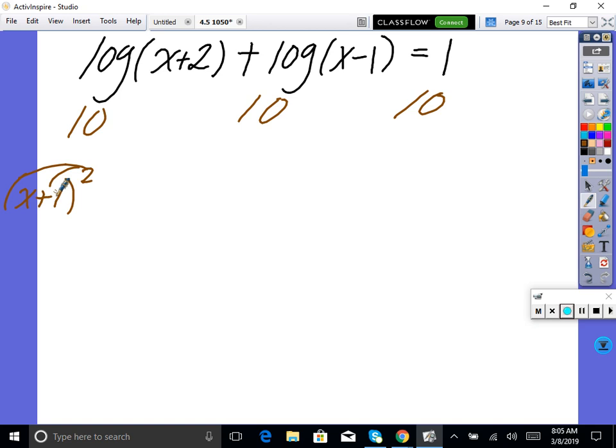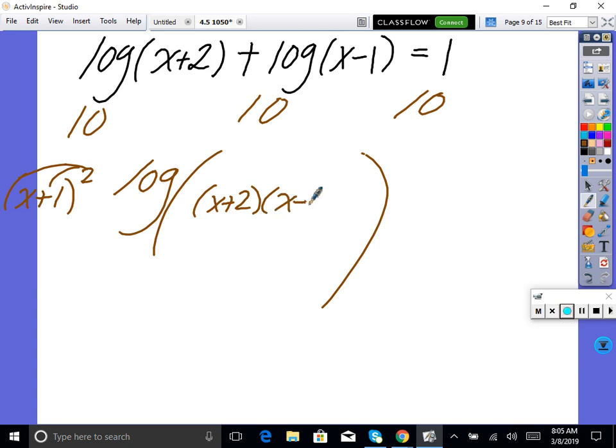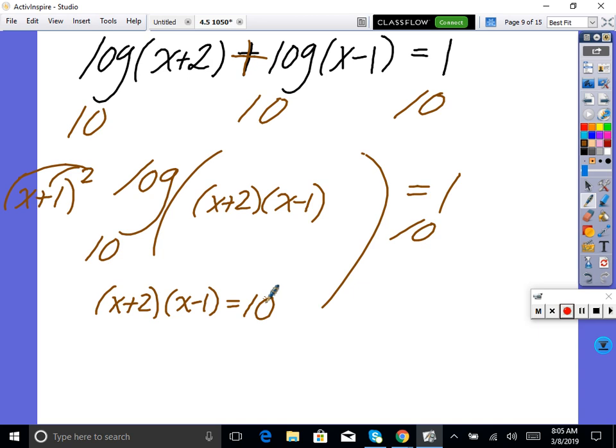Good, yes. When you add, you multiply. So this is log of parentheses. We have x plus 2 times x minus 1. When you add, you multiply. Very good. So that's equal to 1. And now it would be appropriate to base 10 both sides. So now our true statement is this: x plus 2 times x minus 1 equals 10 to the first, which is 10.